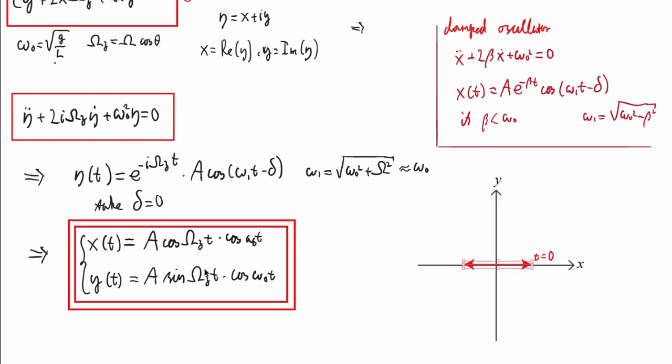Then as time goes by, after some time has passed, the oscillation has rotated so that it is now partially in the y direction, and this angle here is omega z times t. And this is exactly what we expect, right? This is the motion of a Foucault pendulum.